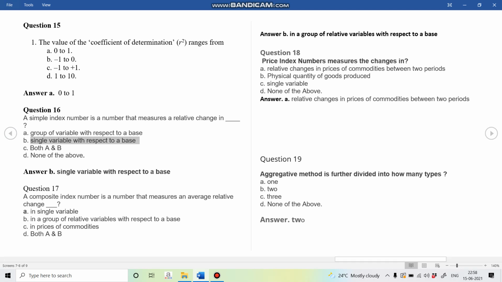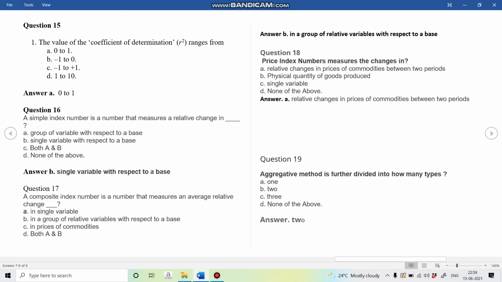Question number 17. A composite index number is a number that measures an average relative change in a group of related variables with respect to a base. This is the answer. Question number 18. A price index number measures the relative changes in the price of commodities between two periods. Okay, this is the answer.